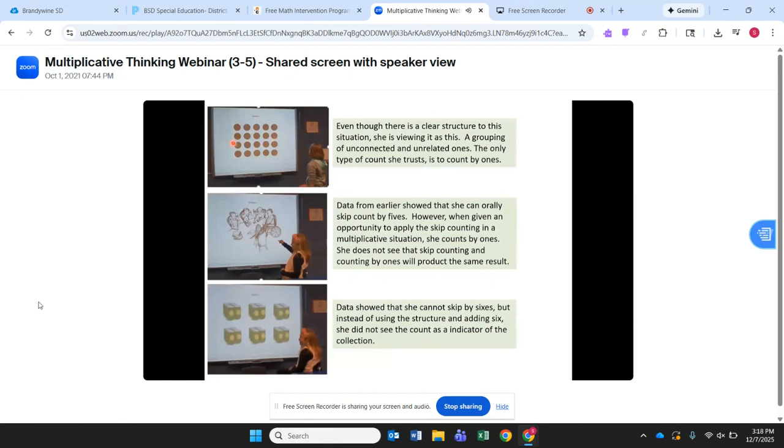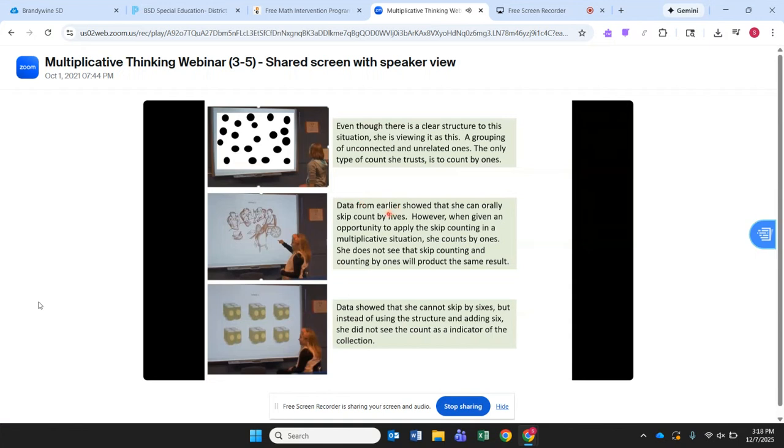So if you take a look right here, even though there's a clear structure to this situation, she's viewing it like this, okay? A grouping of unconnected and unrelated ones. The only type of count she trusts is the count by one. I'm not saying this is exactly how she's seeing it, but she's treating it just like this, okay? A collection of unconnected ones with no groups.